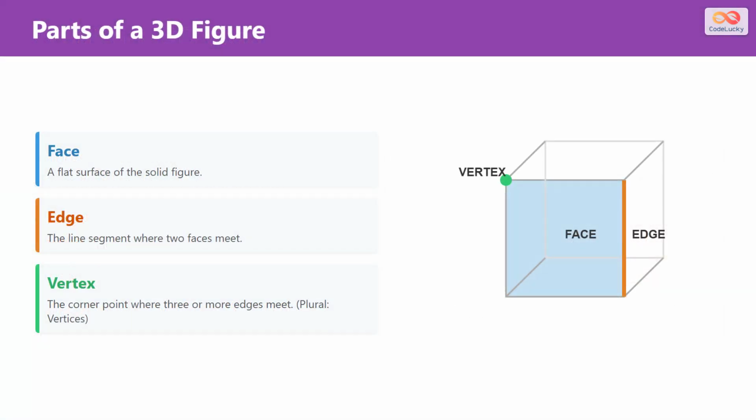To understand these shapes, we need to know their parts. A face is any flat surface on the figure. An edge is the line segment where two faces meet, and a vertex, or plural vertices, is the corner point where three or more edges come together.